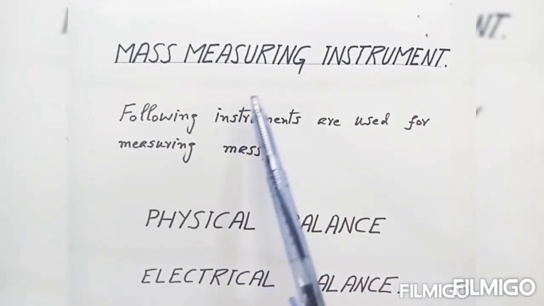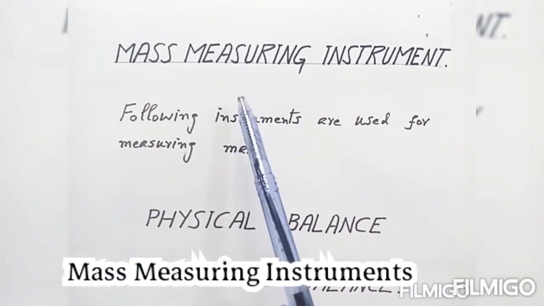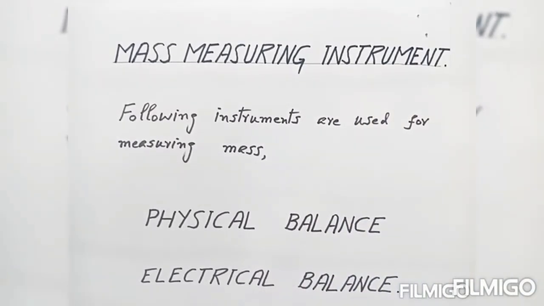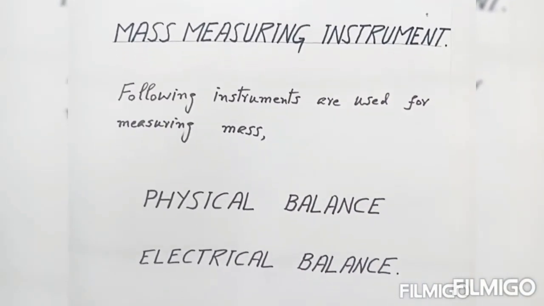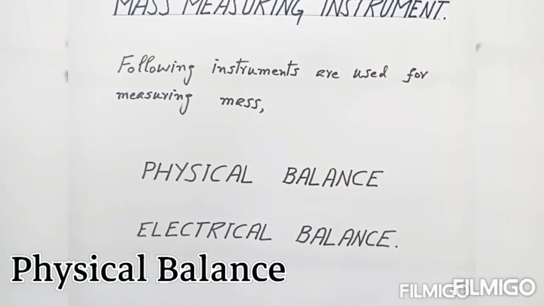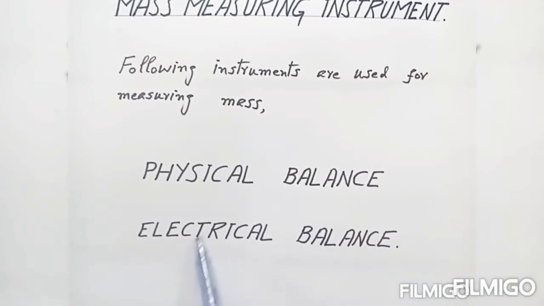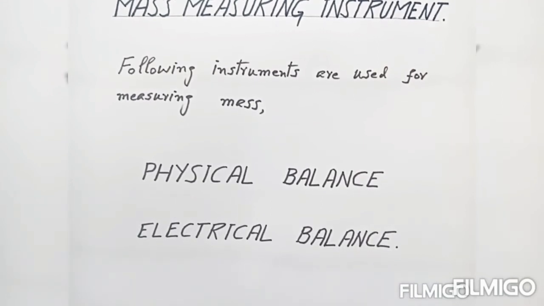Next are the mass measuring instruments. What are those instruments which are used for measuring mass? For example, we have the physical balance and electrical balance. These are the instruments which are used in the laboratory for measuring mass. There are other instruments also, but in the laboratory we use mostly the physical balance and electrical balance as mass measuring instruments, which I can show you.